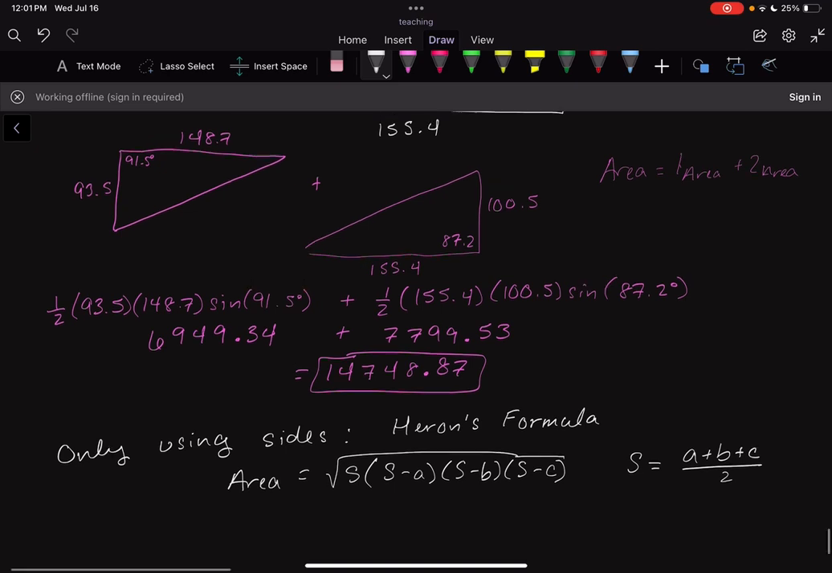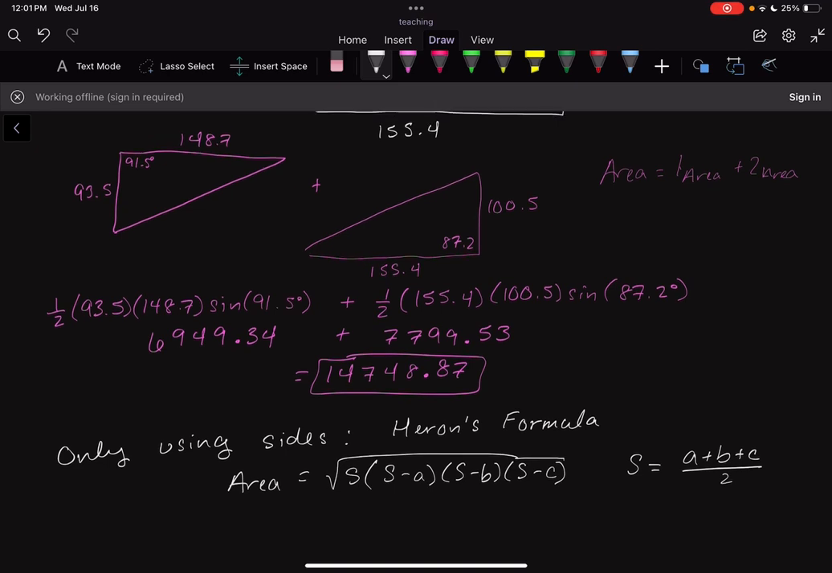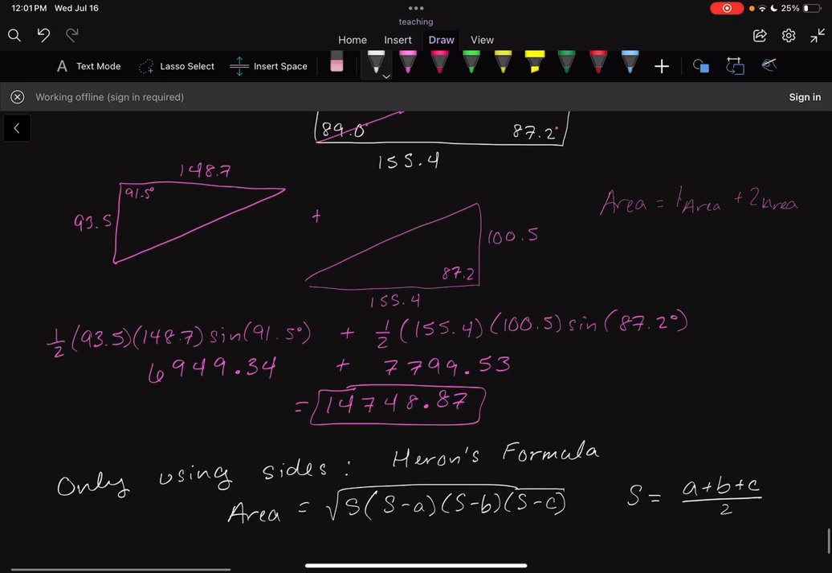I don't need you to remember this formula or anything. Truthfully, you can always just find an angle. If you're given 3 sides, you can use law of cosines to find one of the angles and then just use the formula we used before. So you don't really need this formula. But if you want to use it, you can use it. Totally up to you.